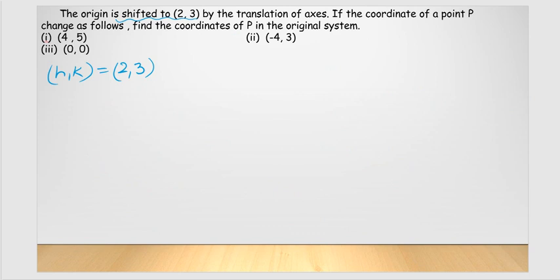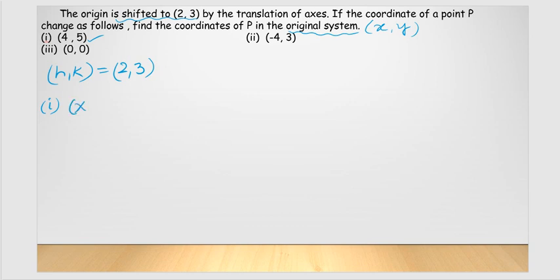Now, next what he has given: if the coordinates of a point P change as follows, find the point in the original system. So he is asking to find out in the original system. So original system means what do we need to find? Small x comma small y we need to find here, right? So from question number 1, what are the things that are given? So 4 comma 5 is nothing but the translated point.